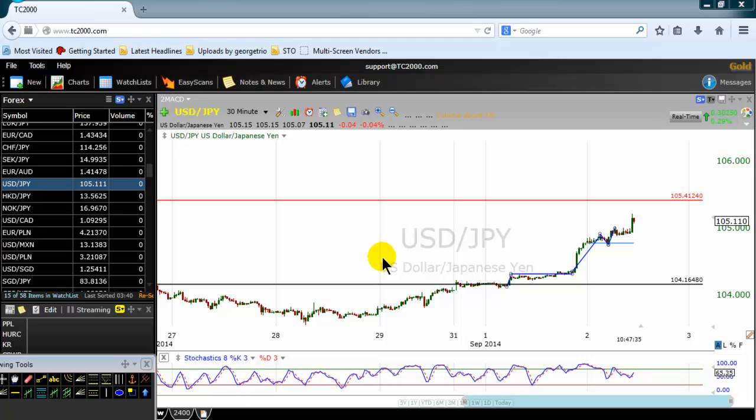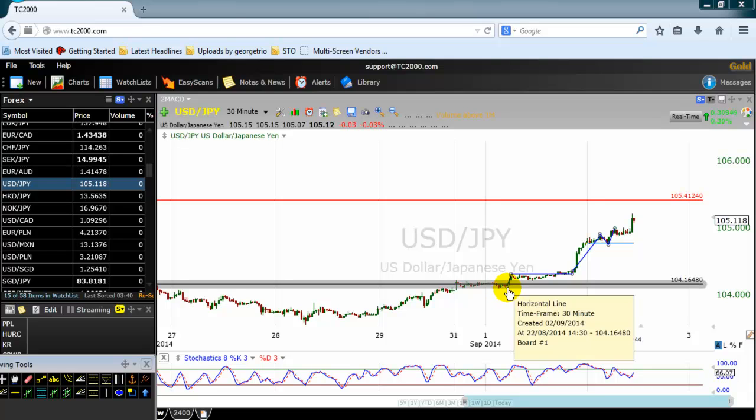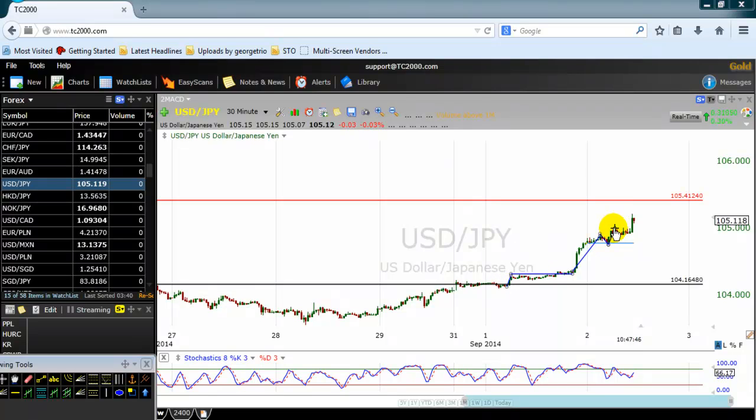But we know that the first wave, the second wave, the third wave, the fourth wave, and the fifth wave, this is what we call the motive wave. So from the beginning of the first wave up to the end of the fifth wave, that's what we call the motive wave. After the motive wave, we have the corrective phase or the corrective period.